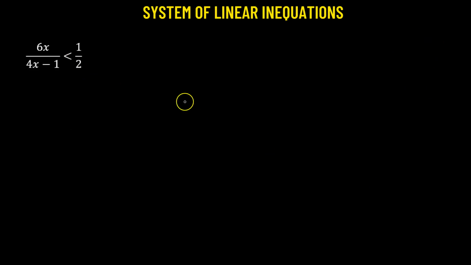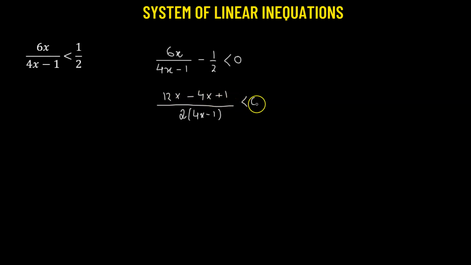Now let's solve the second linear inequality. We'll begin by transposing half to the left hand side. So here we have 6x divided by 4x minus 1, minus half, less than 0. Combining the two terms, we have a common denominator of 2 multiplied by 4x minus 1, and in the numerator we have 12x minus 4x plus 1. So this is less than 0. The 12x minus 4x gives us 8x. So we have 8x plus 1 divided by 2 times 4x minus 1 less than 0.